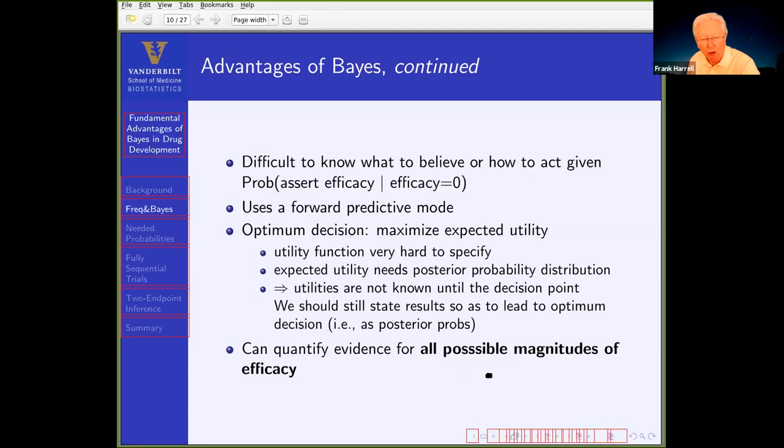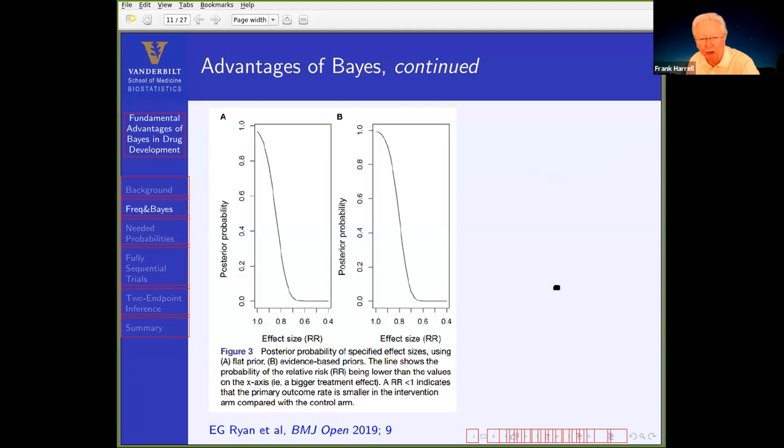And this is one of the most important take-home messages of my talk: you're quantifying evidence for all possible magnitudes of efficacy. So if you just burn this image into your brain, this is the kind of image you don't see in a frequentist clinical trial at all. And so what you have here is an effect size starting with a risk ratio of one, where there's no effect of mortality reduction by the treatment arm. And this is under two different prior distributions. As your effect gets bigger, the probability of having an effect bigger than that has to shrink. So as this effect size gets more and more impressive, this probability will go down.